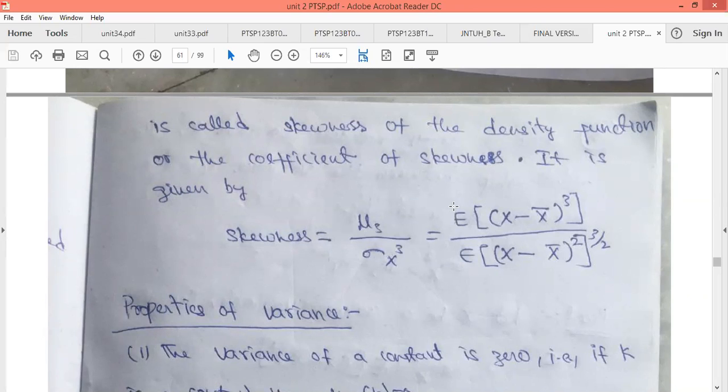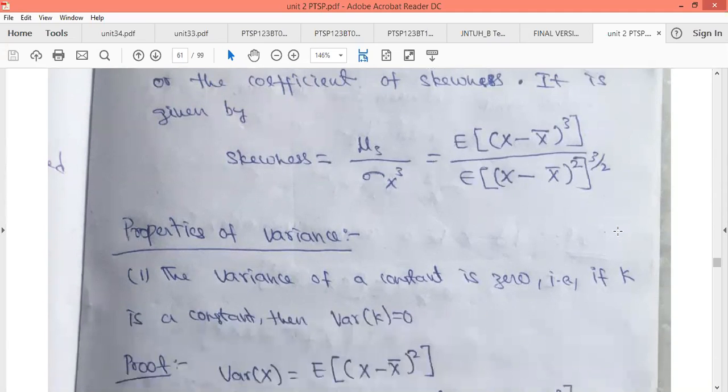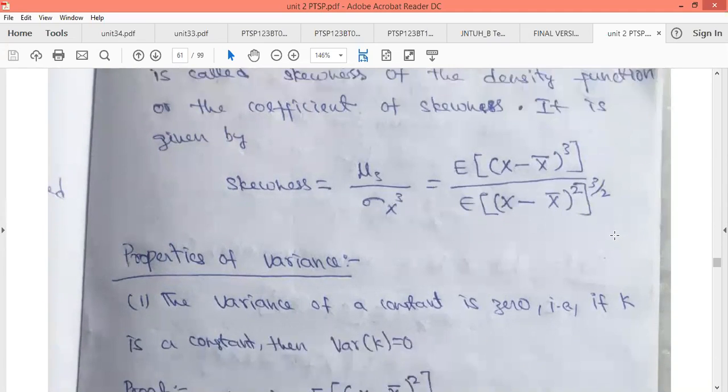So what is mu3? The third central moment. It is the expected value of (x minus x bar) whole cube divided by sigma x cube. Sigma x square is nothing but the second central moment, so it is the expected value of (x minus x bar) square. And since you have the cube, we have to take the square root, whole cube. So it is whole power 3 by 2. So this is called the coefficient of skew or skewness.